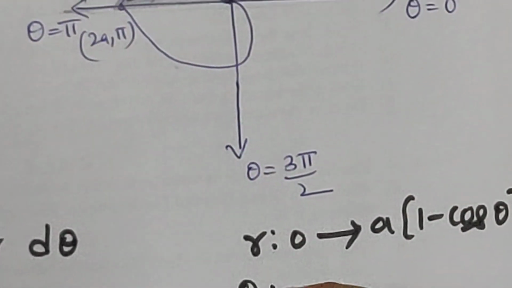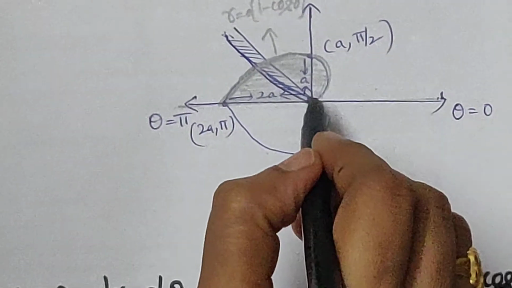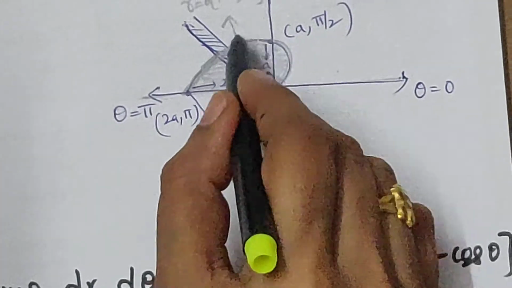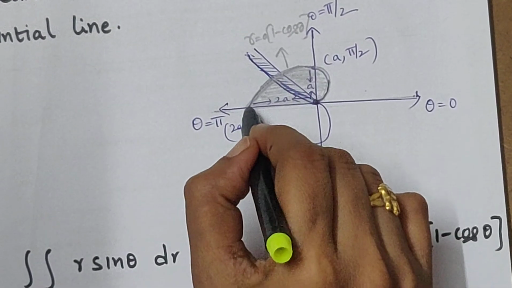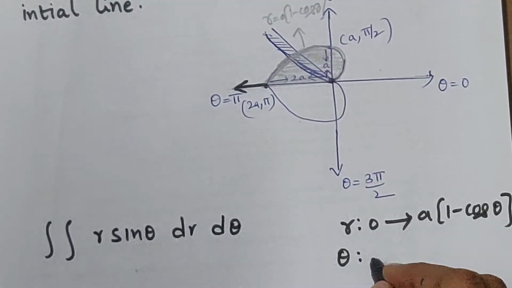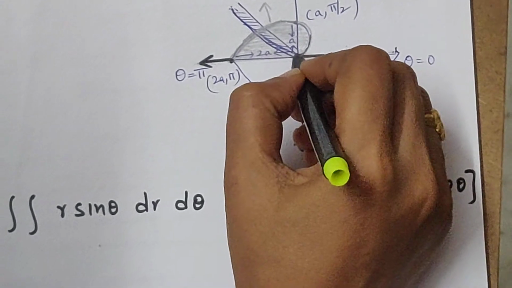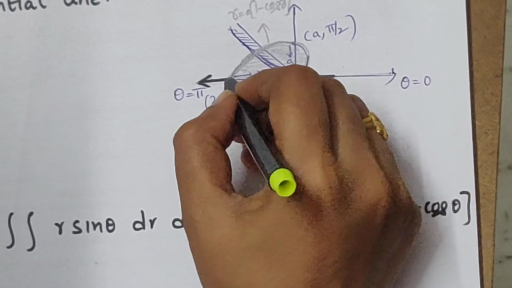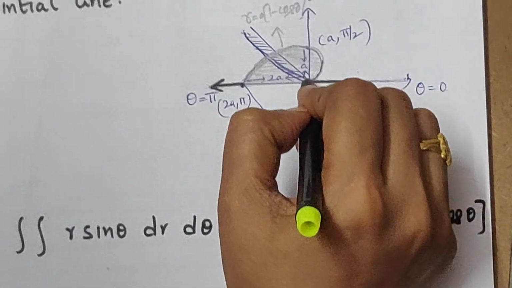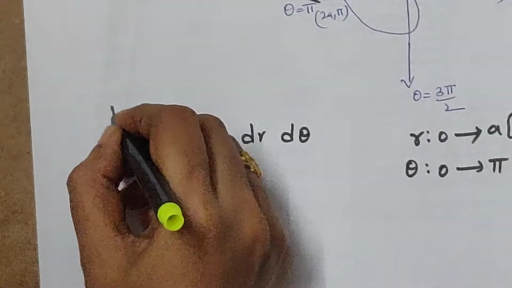Now we require theta limits. Theta means the rotation, the degree of rotation. So the cardioid starts at theta 0, and the other end point of the cardioid above the initial line is theta equal to pi. So theta limits are from 0 to pi. The cardioid starts at the initial line, that is theta 0, and ends at theta equal to pi because they mention the part above the initial line only. So theta limits are 0 to pi.